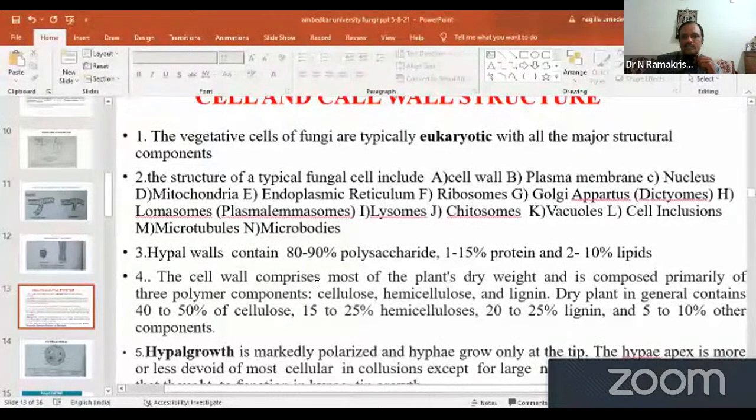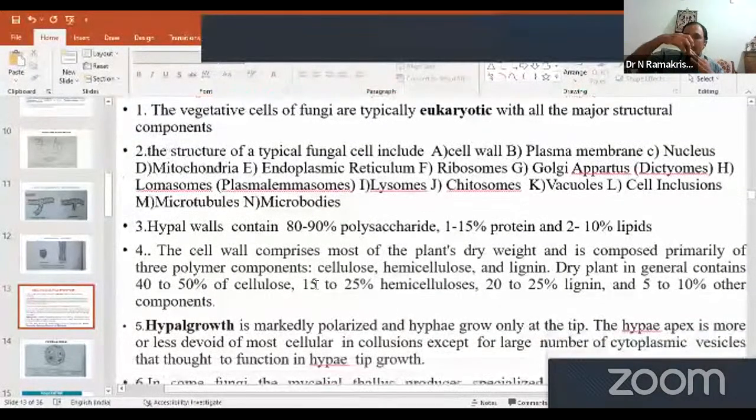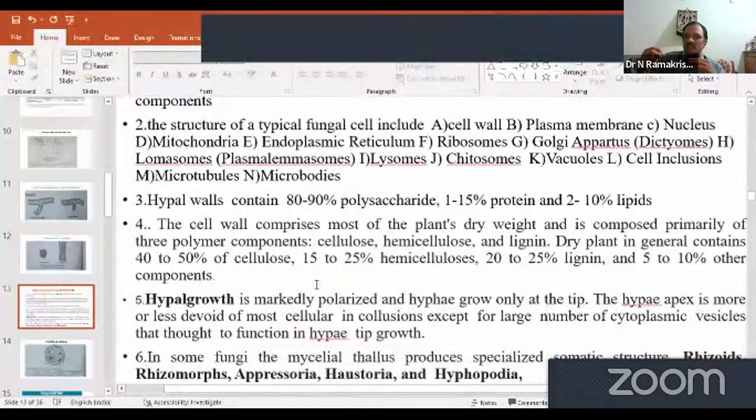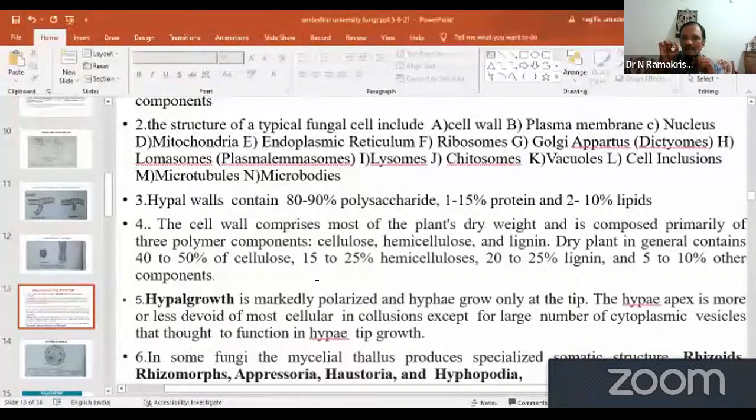Next, development of hyphal growth. The development we are looking at is polarized hyphal growth, only at the tip. The hyphal apex is more or less devoid of most cellular organelles, except for a large number of cytoplasmic vesicles. But throughout, the function is hyphal tip growth. In fungal development, we are always looking at the tip.